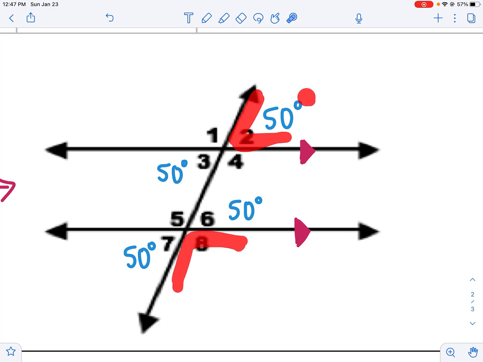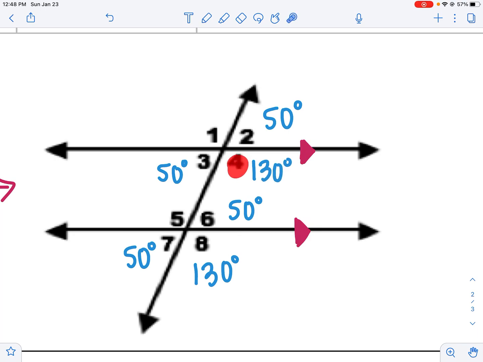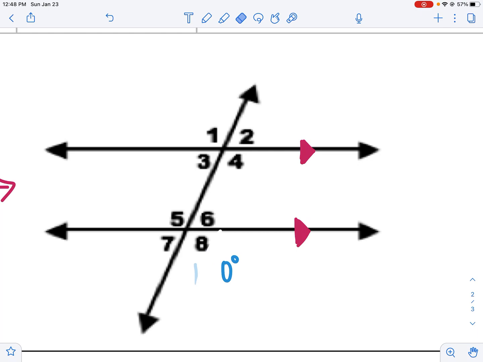Well, if you remember that same side exterior adds up to 180, so if that's 50, that would have to be 130. Okay, and then if angle 4, that would be 130 as well, because those are corresponding angles. Notice that 1 and 8 are alternate exteriors, so that would be 130 as well, and then that would make angle 5 130 as well. So I got 130 from 180 minus 50. So if you notice, if you know one, you know them all.